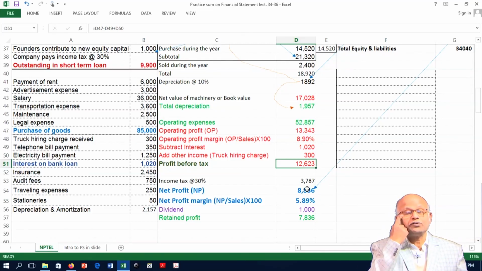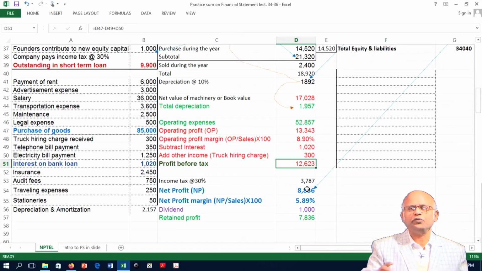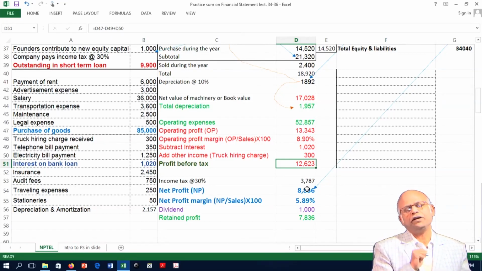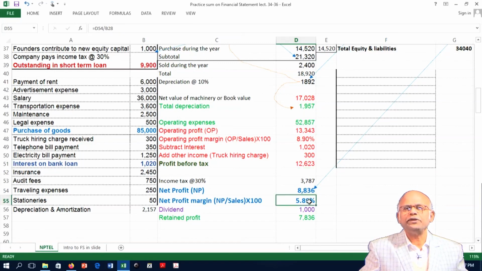This profit belongs to the founders. They are the owner of the company. This money belongs to the owner. Now, it is the prerogative of the owners to take all the money back home or to take part of the money and retain part of the money. Before that, we should estimate what is the net profit percentage on sales. So, that is equal to net profit divided by sales into 100.